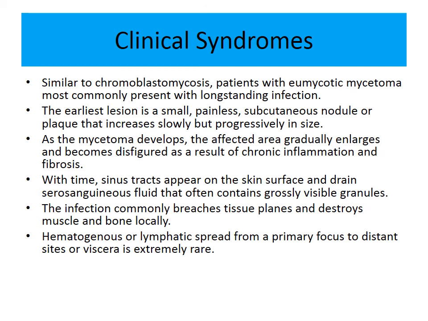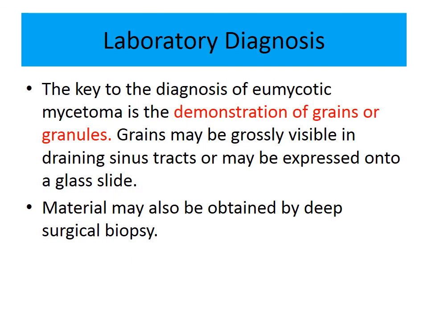And it can affect muscles and bones. It can be hematogenous or lymphatic spread. And technically, if something goes into the blood, it can spread anywhere, but we do find it as a rare consequence. For lab diagnosis, they look at those grains. I told you the black and white and gray kind of grains. They take a sample of the fluid from the sinus and examine it. And then they can also do a deep surgical biopsy.